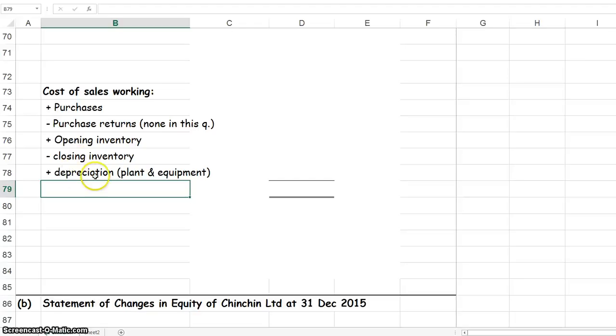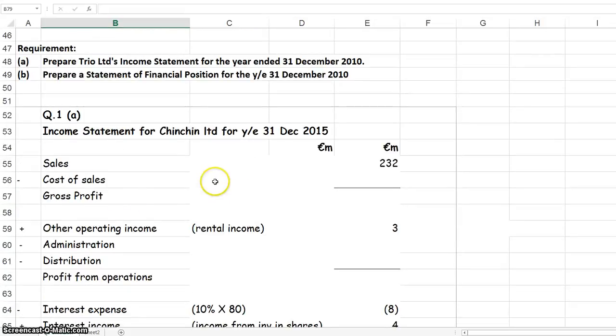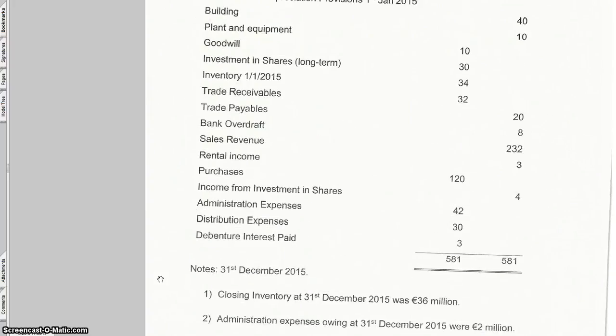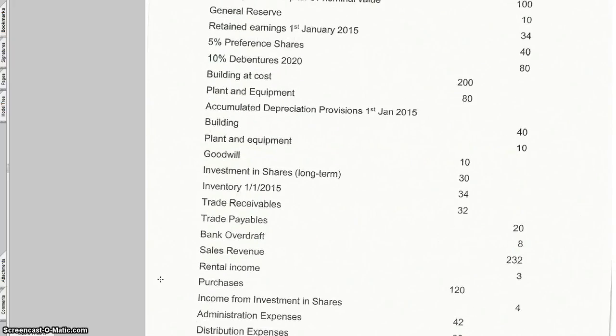And then if there's any depreciation, it goes in here. So that basically is the cost of sales working. You could show a separate working like this, or else you could just put in cost of sales and show the working here, like I've done. It'd be quicker to do it here. So what you do is go to the trial balance and look for those items.